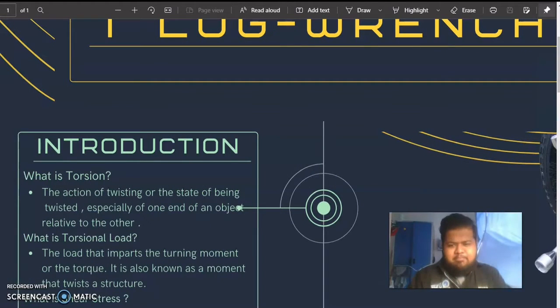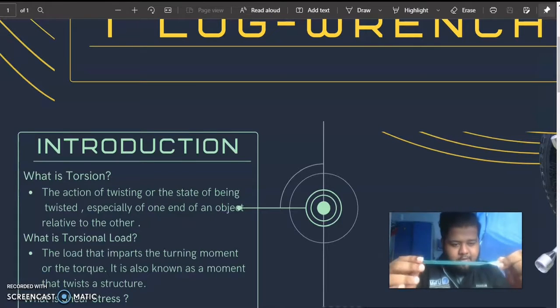Torsion is the action of twisting or the state of being twisted, especially at one end of an object relative to another. For example, when an object is twisted, torsion occurs at one point and another point is straight.